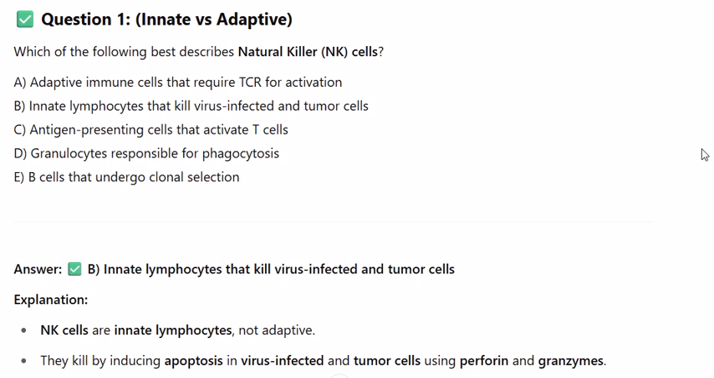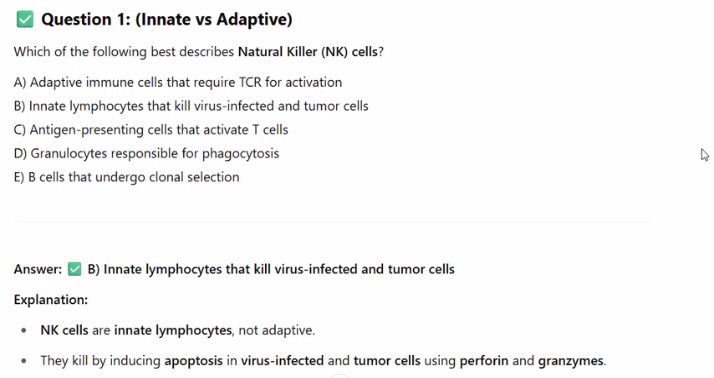Explanation. NK cells are innate lymphocytes, not adaptive. They kill by inducing apoptosis in virus-infected and tumor cells using perforin and granzymes. Why others are wrong. A. NK cells are not part of adaptive immunity and do not use TCRs. C. NK cells do not present antigens, no MHC II. D. NK cells are lymphocytes, not granulocytes. E. B cells are adaptive, not NK cells.